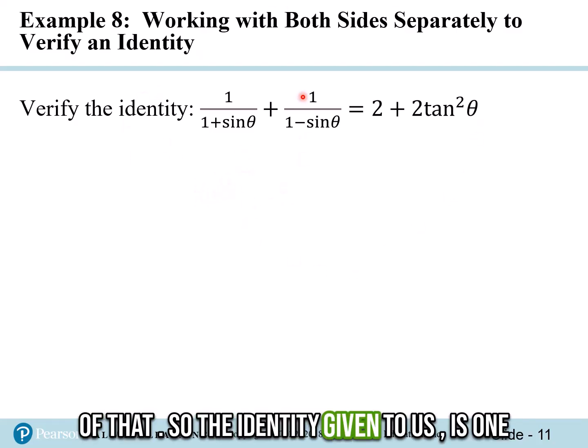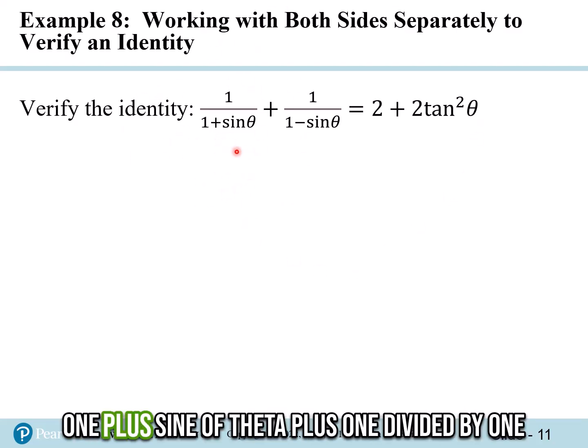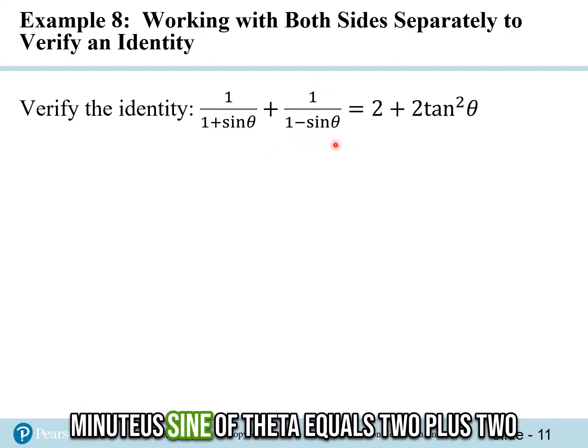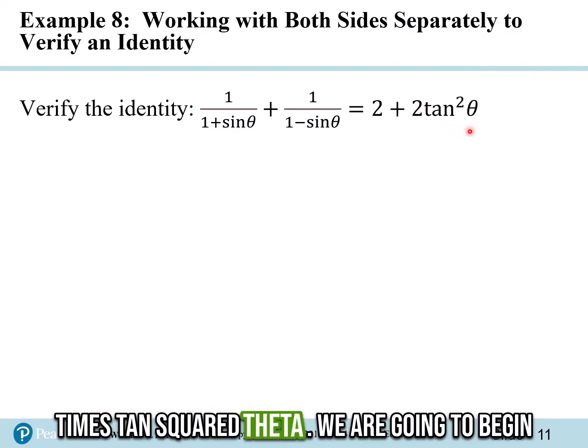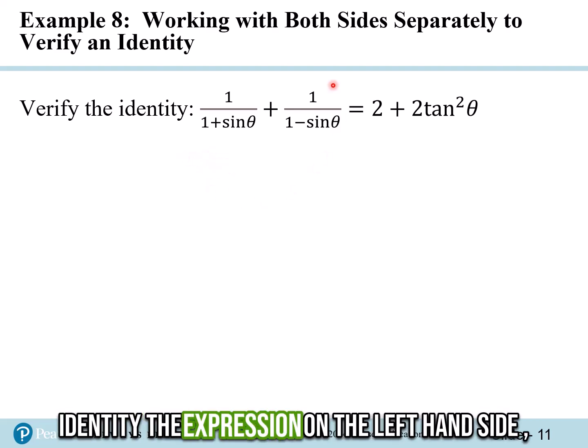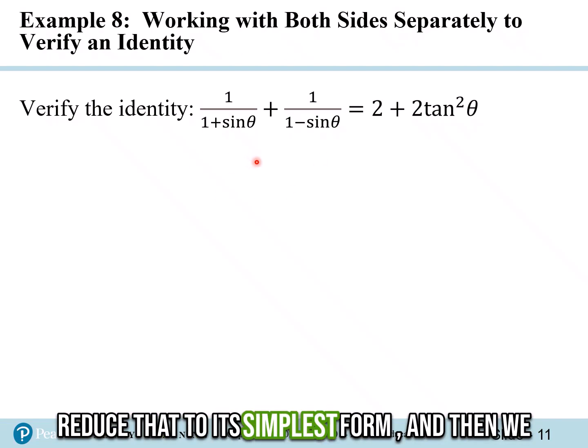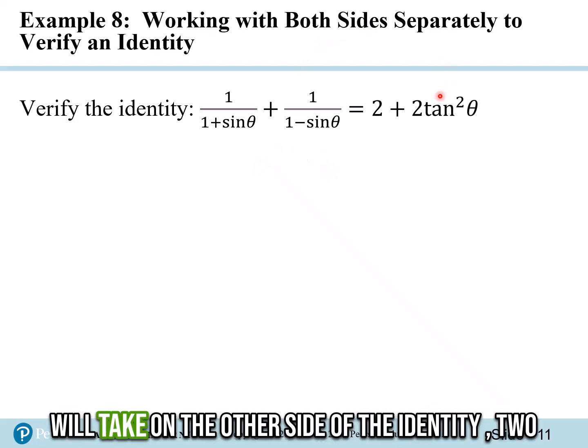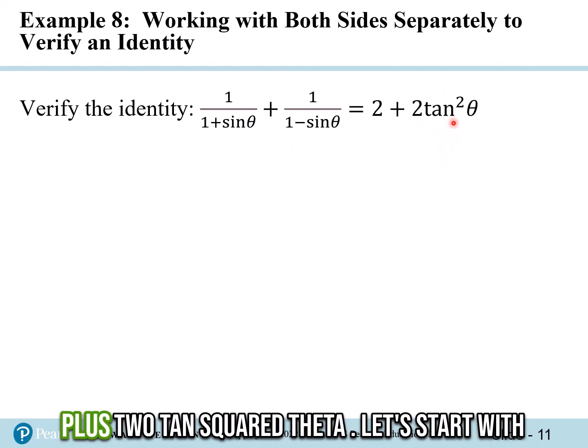The identity given to us is 1 divided by 1 plus sine of theta plus 1 divided by 1 minus sine of theta equals 2 plus 2 times tan squared theta. We are going to begin by first handling the left-hand side of the identity, reduce that to its simplest form, and then we will take on the other side of the identity, 2 plus 2 tan squared theta. Let's start with that.